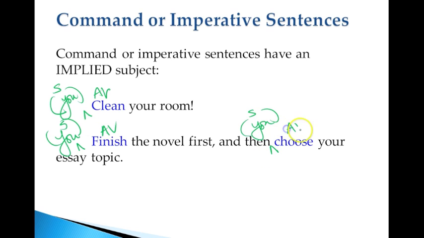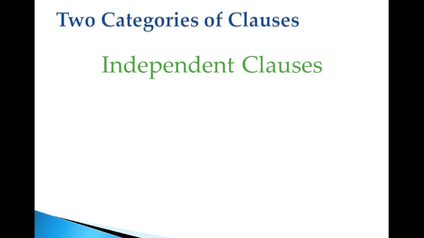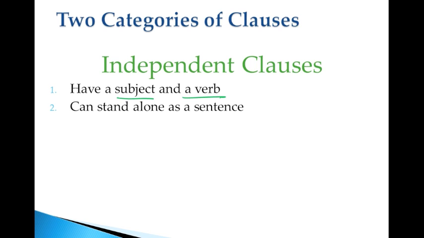So the implied you: you clean your room, or you finish the novel first, and then you choose your essay topic. So don't forget that these are also clauses. There are two categories of clauses. The first are the independent clauses, which I find that 9th graders completely understand. They have a subject and a verb. I'm going to repeat that a lot just to make sure you get it.